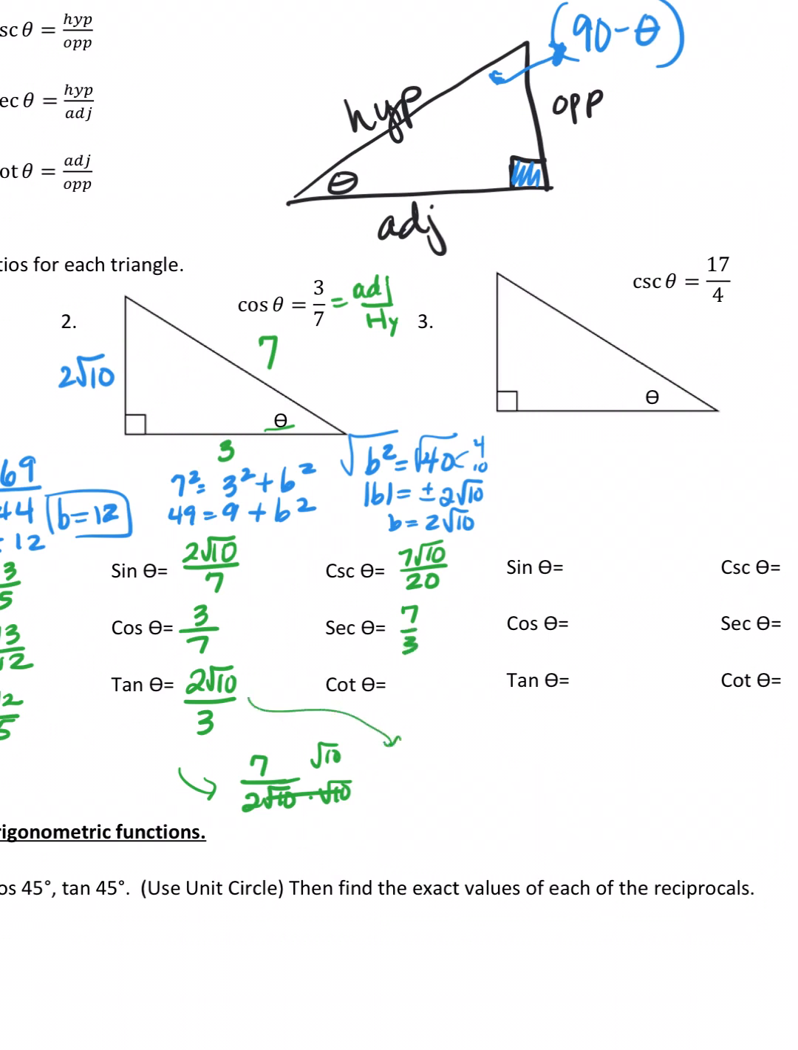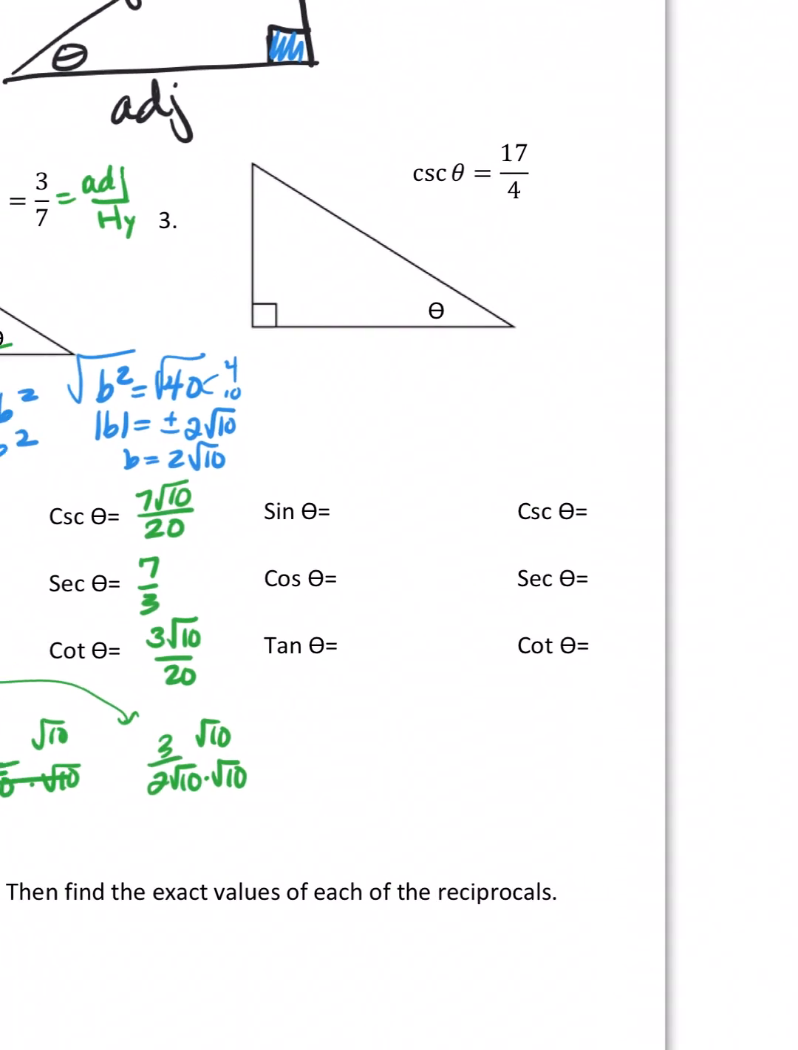And then this one, if I flip it, it'd be 3 square roots of 10 over 20. All right, so there's my 6 trig ratios. Let's try another one. Look at number 3.